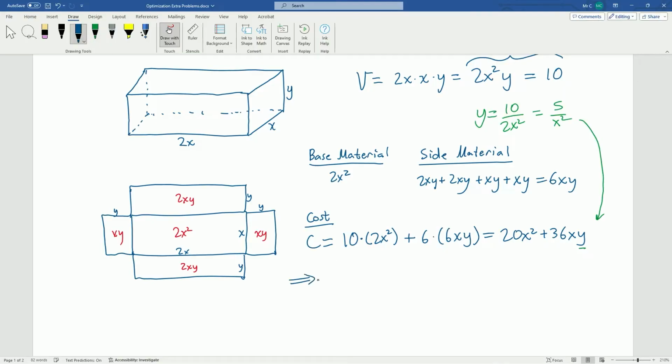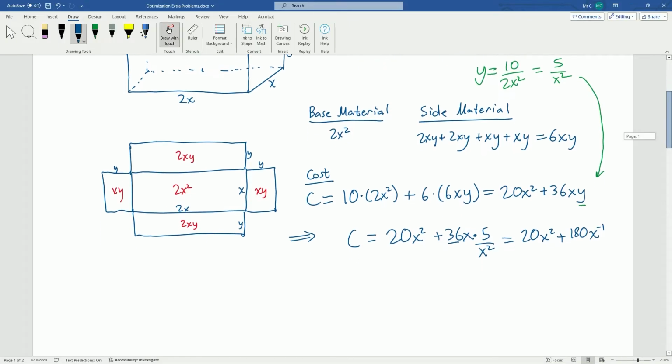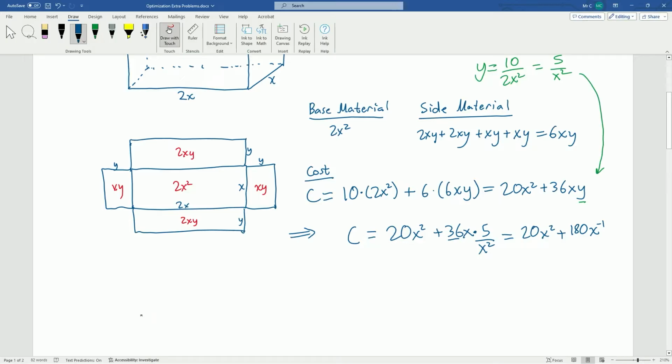So that makes my new cost formula in terms of only x, 20x squared plus 36x times 5 over x squared. And if I rewrite this a little bit, 20x squared plus 36 times 5 is going to be 180, and x over x squared is x to the negative first power. So now I've got my cost equation. And so now I can start actually working to minimize the cost, right? We want the cheapest such container.